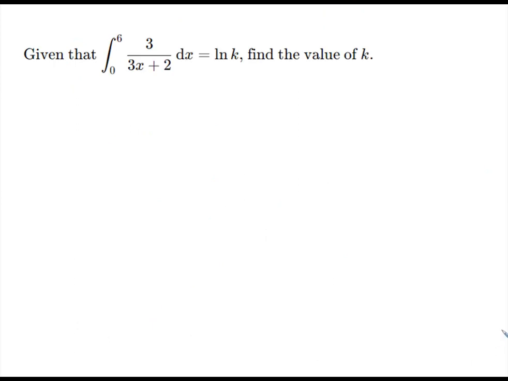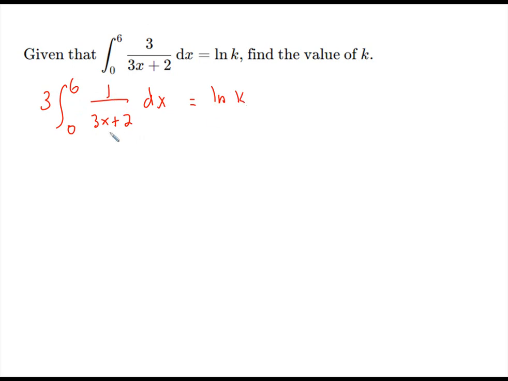Okay, let's take a look at this next example here. So they're saying the integral of 3 over 3x plus 2, dx, is equal to natural log k. So first we're going to integrate this right here. So first of all, I see this constant, this 3, I can pull it out. So I can think of this as 3, and we're integrating from 0 to 6, 1 over 3x plus 2 dx. And we know this is supposed to equal natural log k.